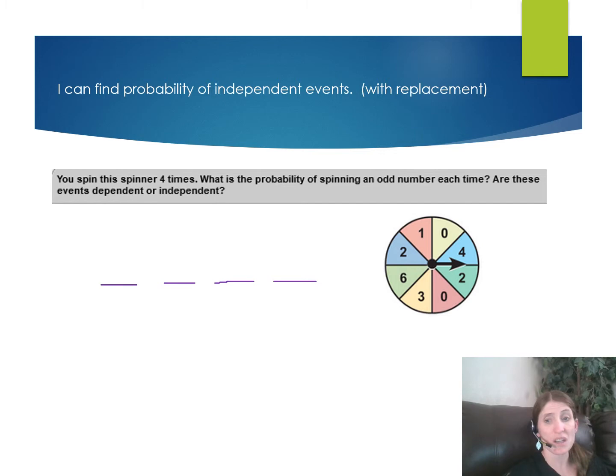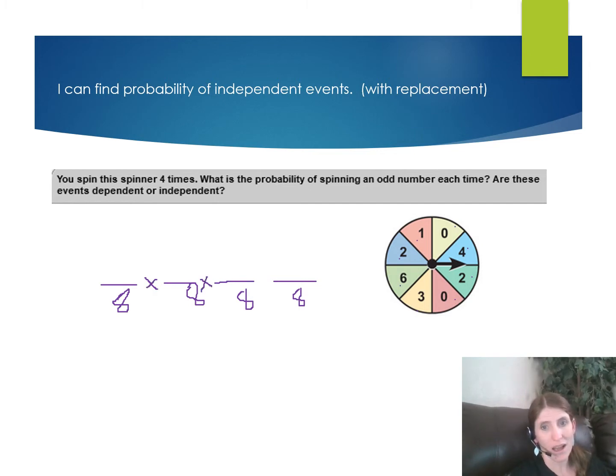So remember, the denominator is always the total. So if I count, I have 1, 2, 3, 4, 5, 6, 7, 8. Because it's independent and I'm not taking something out, they're going to all be 8, right? And then odd. I want to know if I can get all of them being odd. So I count how many odds there are, right?